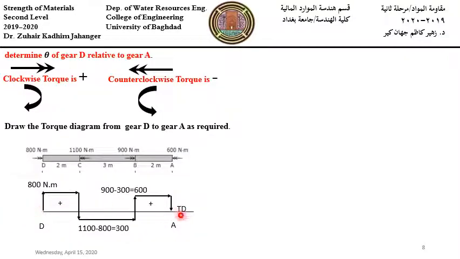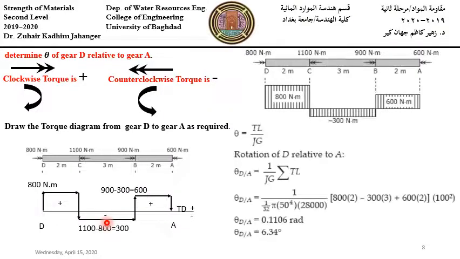So in these two parts of the torque diagram, positive torque, and in this part is negative 300, and here's positive 800, here positive 600, here minus 300 torque. So as shown in this figure as well. So theta required, TL over JG.